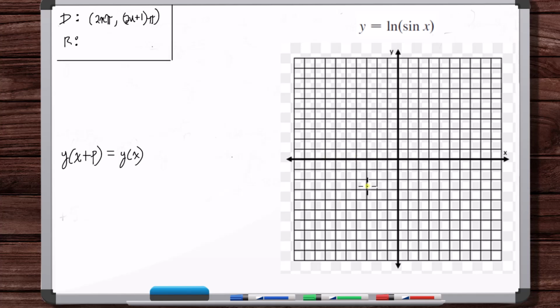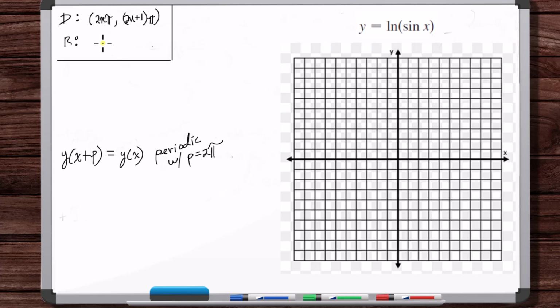This exact same pattern is going to repeat all the way to positive infinity and all the way to negative infinity. Okay, so this is periodic with p is equal to 2 pi. All right, so we're going to draw one period.